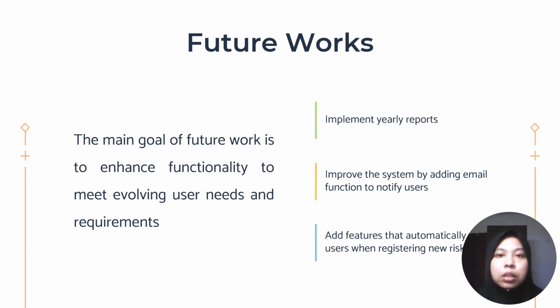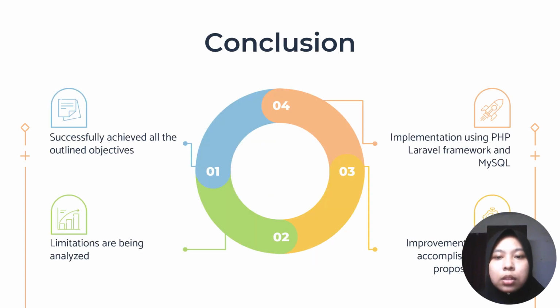Second, improve the system by adding an email function to notify users if there are any changes or updates from the administrator. And the last one, add features that automatically assign users when registering new risks so that the risk department can directly know which staff registered the new risk. Last one is the conclusion.